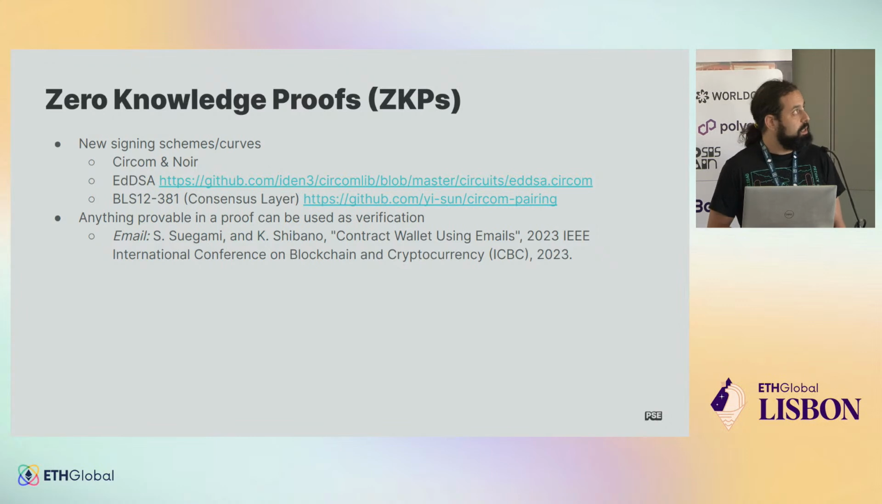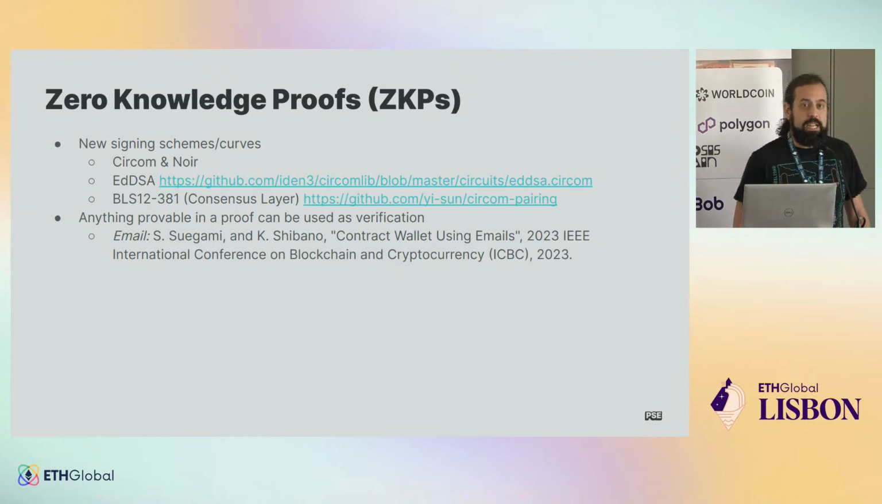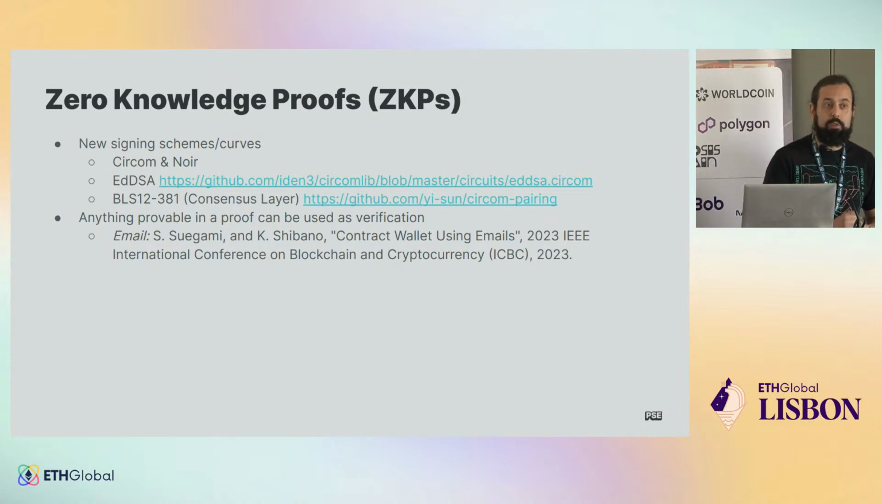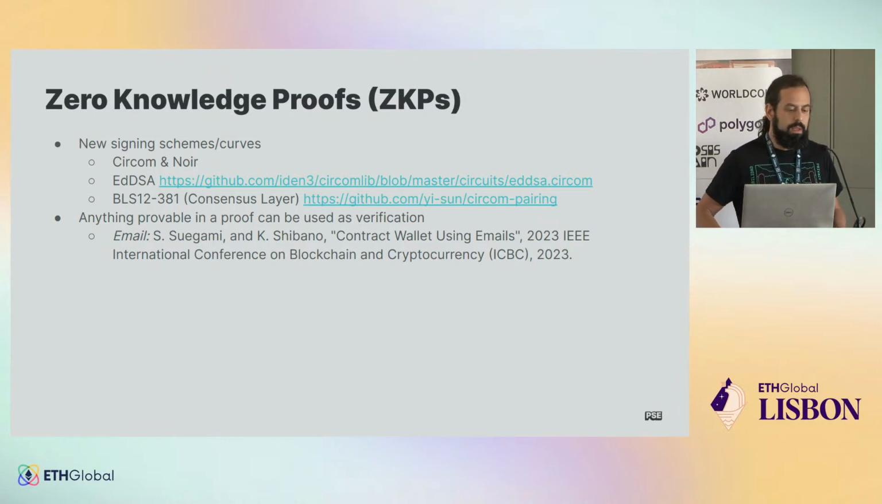So one thing that's being looked into, there's a pending paper that will be coming out soon called Contract Wallet Using Emails, is using an email as a proof, meaning that someone could have a smart contract wallet and actually send transactions just using a normal email message and generating a proof that they control that email address and that the content inside actually matches the transaction they want to do. But you could probably think of a lot of other things you could prove with a zero-knowledge proof that you could use to verify via a smart contract wallet.